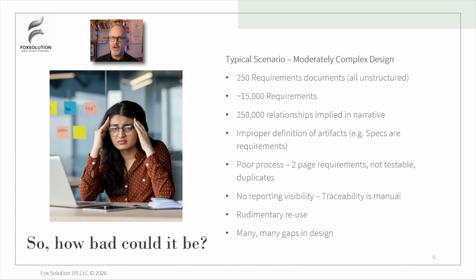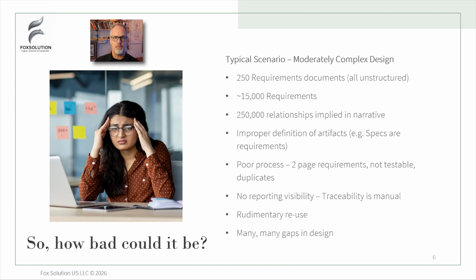Why is that important? I'm just going to give you a typical scenario in a moderately complex design for one of my products I've been working on. Essentially, this product has around 250 requirements documents. This is just to give you an idea of the volume that we're talking about. Those 250 requirements documents represent about 15,000 requirements. We probably have in the neighborhood of 250, 300,000 relationships implied in the narrative. So just to give you a sense, even if we only touch those requirements once and maybe spend 10 minutes on each requirement, you're still talking about thousands of hours worth of work to get to a place where those requirements can be changed in any way.